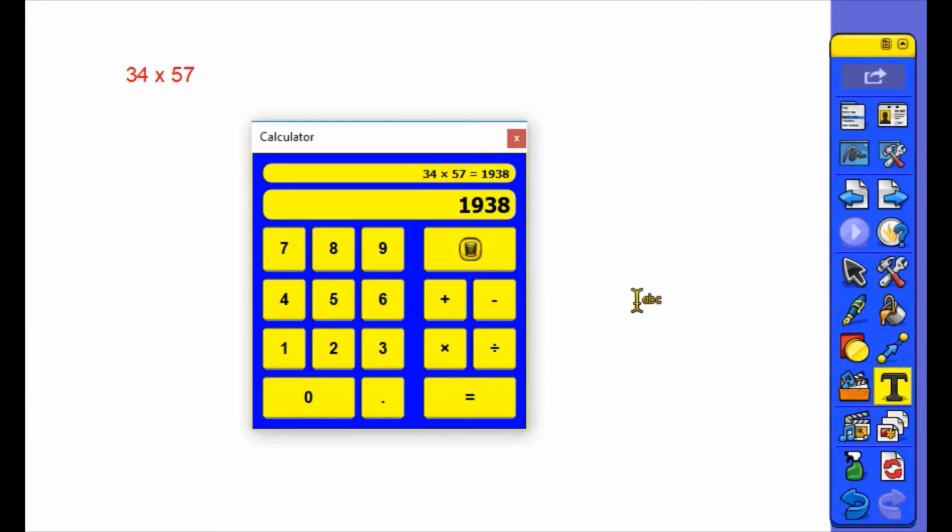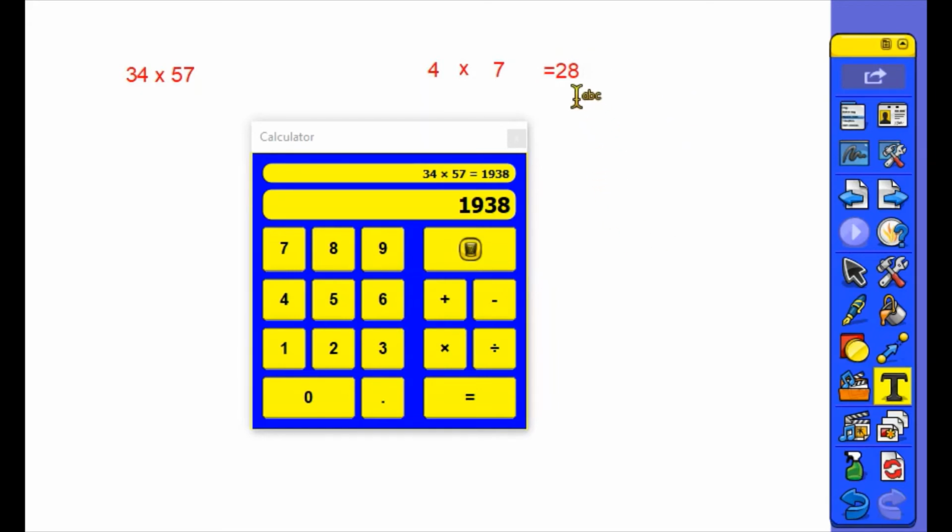Now, how is that going to help us? Well, what I want you to think about is look at the ones columns in each of these numbers. In 34, the ones column is a 4, and the ones column in 57 is a 7. Now, when we multiply 4 times 7, what do we get? It equals 28.